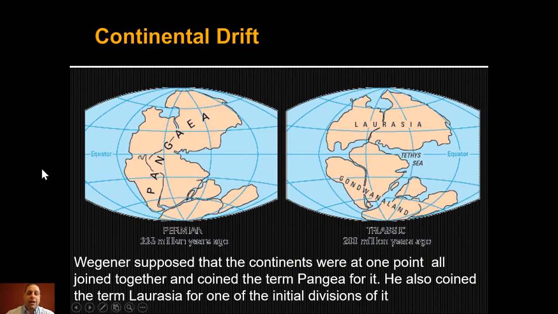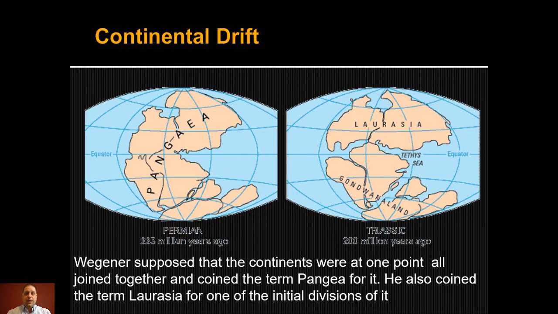So Wegener proposed that the continents were all at one point together, and he called that togetherness of the land Pangea, all land, right? And so he made up that term. And then he didn't just say that it then exploded into all the continents that we have today. He said that it slowly broke up.